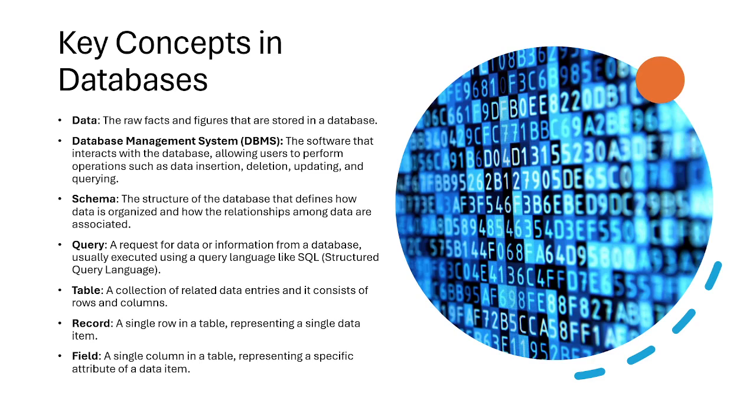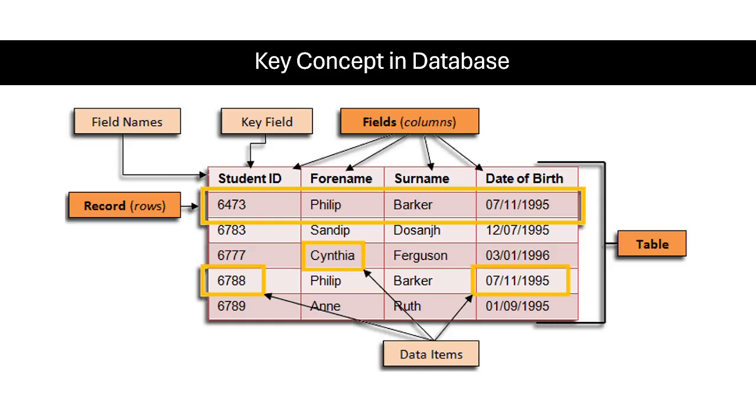And the table is a collection of related entries and it consists of rows and columns. So this is rows and columns. So we have a record. A record is a single row in a table representing a single data item. Then the last one, a field. A field is also known as a column. So call it column or a field. A single column in a table representing the specific attributes of a data item. So you can call it a column, you can call it a field, or you can call it an attribute. So this is a very good example of this.